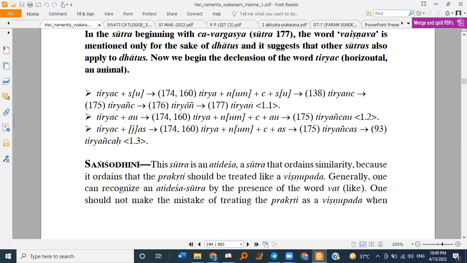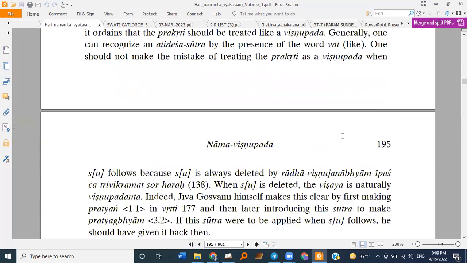So Tiryam, and then Chavargasya Kavarga Vishnu Padanta Vaishnavitva Svarge. So this Chavarga letter changes to Kavarga letter when the visha is Vishnu Padanta. So we get Tiryam like Pratyach, the same. Same Tiryam Cha Utiryam Cha.